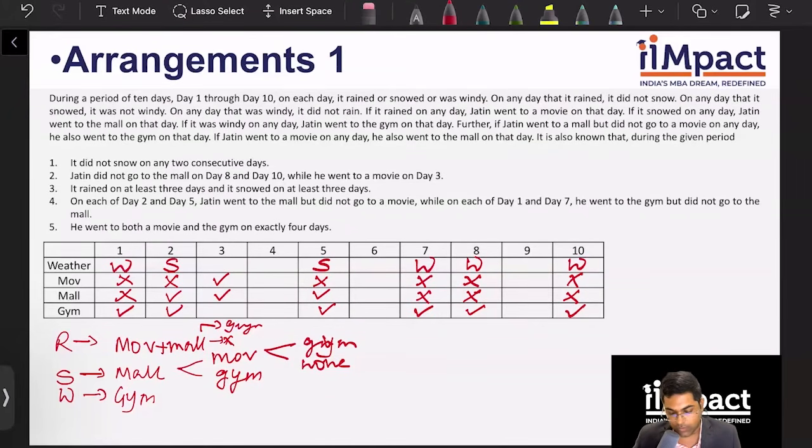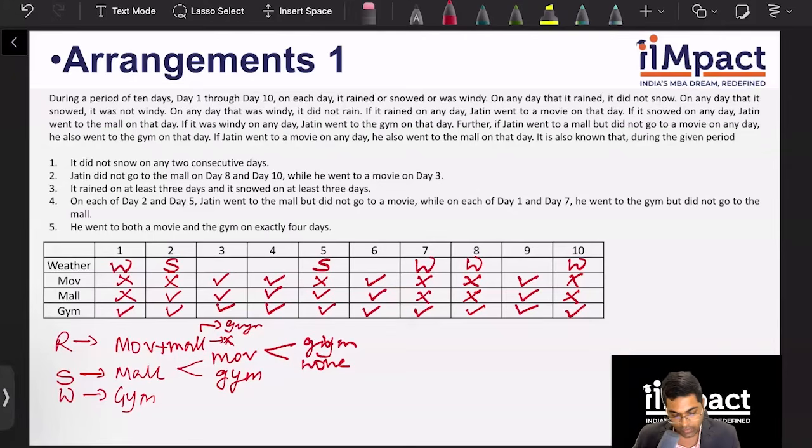Okay. All right. What does the last clue tell me? He went to both a movie and a gym on exactly 4 days. So movie and gym on 4 days happened. So far we only have one movie day. So we need three more movie days. And he has gone to the gym on all those 3 days. And if he goes to the movie, he has to go to the mall. So these are also there. Same with this. Correct? So now I have exactly 4 days where he went to the movie and gym.